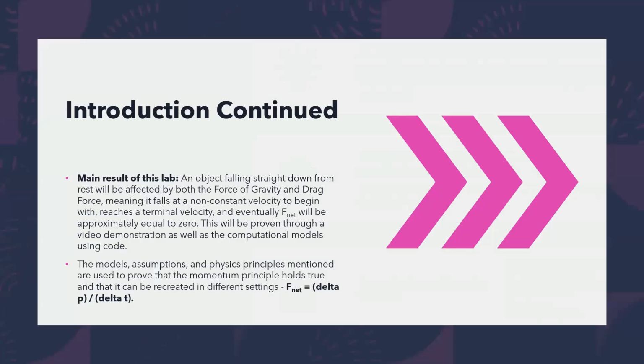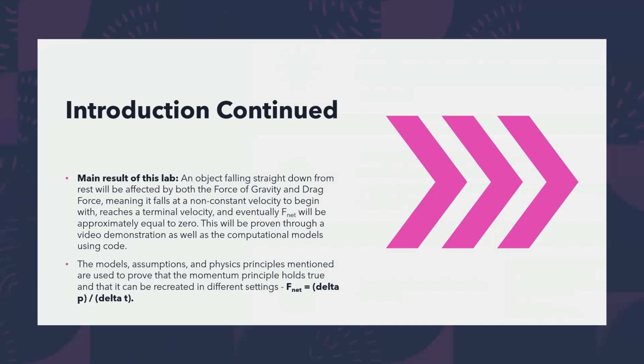The main result of this lab is that an object falling straight down from rest will be affected by both the force of gravity and drag force, meaning it falls at a non-constant velocity to begin with, reaches a terminal velocity, and eventually F net will be approximately equal to 0. This will be proven through a video demonstration as well as the computational models using code.